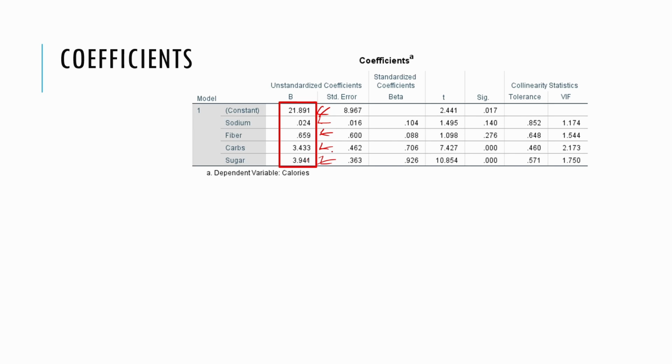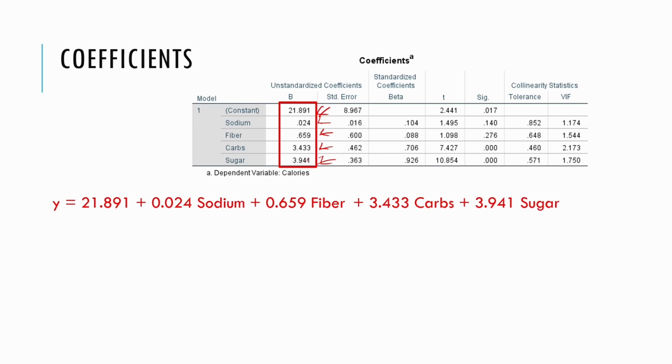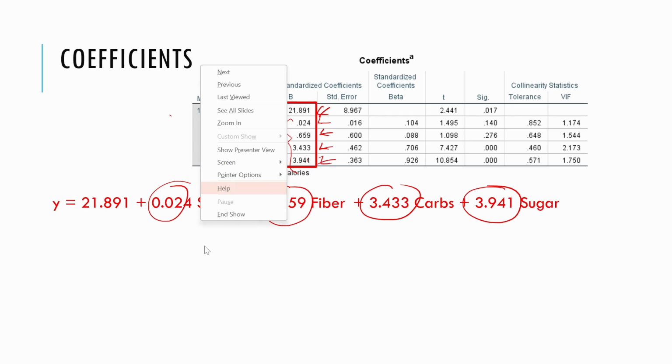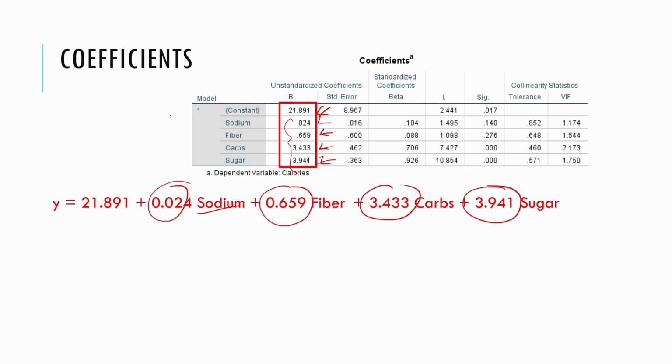Which slope coefficients are these? These are the sample slope coefficients. So if you want to write the regression equation, it will be like this. First of all, this is 0.024, 0.659, 3.433 and 3.941. So just in this order. And this is your sodium quantity, fiber quantity, carbohydrate quantity and sugar quantity.